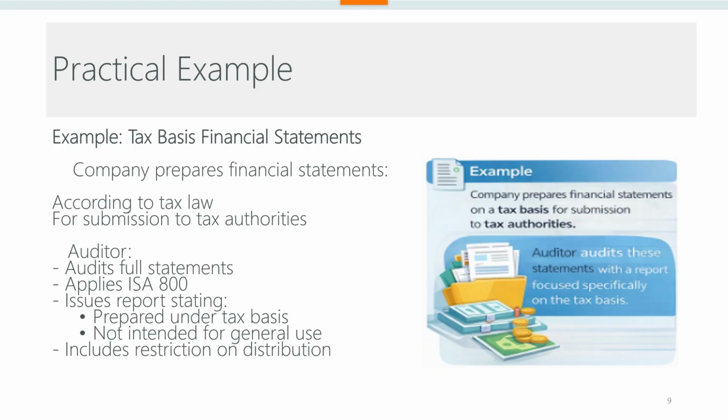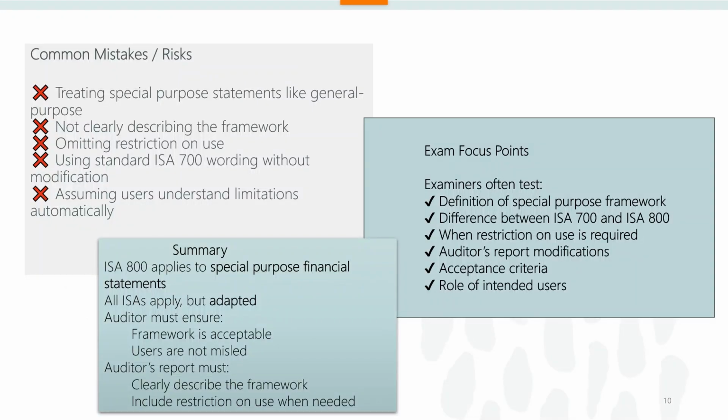Now let's move forward to common mistakes that are usually made. These include treating specific purpose statements like general purpose statements, not clearly describing the framework, omitting the restriction on use, using standard ISA 700 wording without modification, and assuming users automatically understand the limitations.